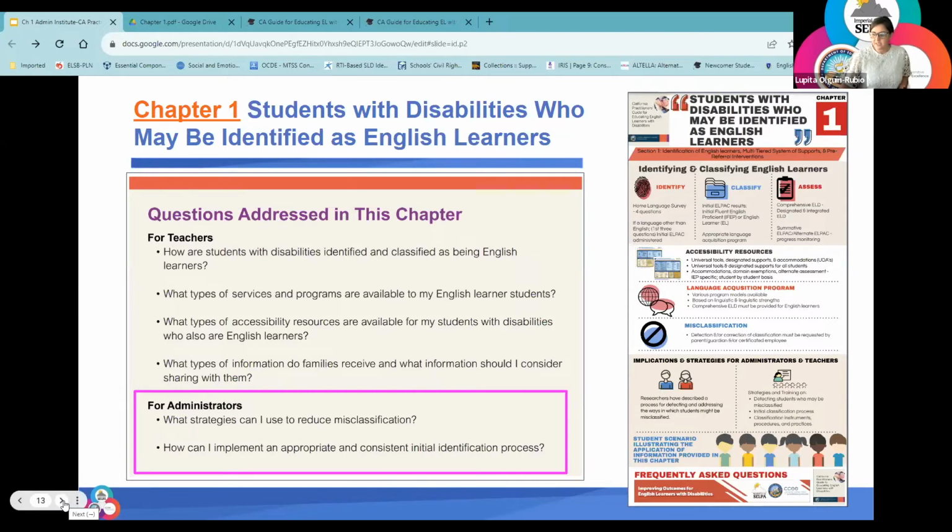So real quick, the two questions at the bottom of this slide deck: what strategies can I use to reduce misclassification? And how can I implement an appropriate and consistent initial identification process? These are our guiding questions throughout our presentation today. So keep those in the back of your mind. They will pop up throughout the presentation today to give us some pause and process moments. But again, this is our focus for today.